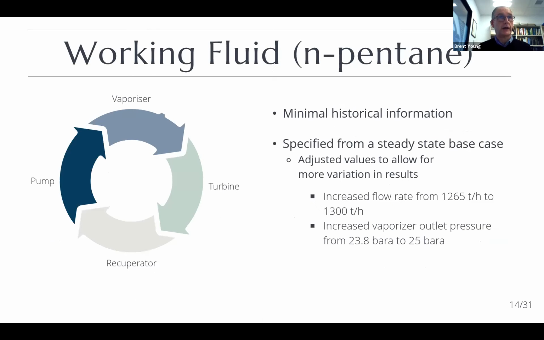The working fluid was pentane. We didn't have much historical information from the plant. This is actually a new plant, but we did have 1 base case that we could use, and by playing around with flow rates and so forth, and vaporizer pressures, we can get a reasonable match to that case.